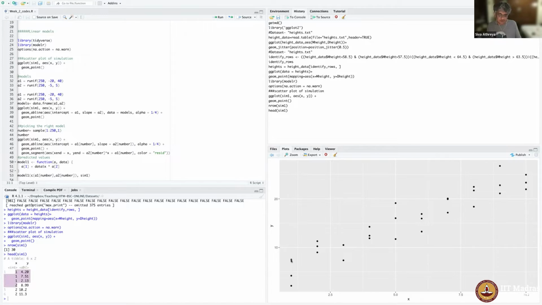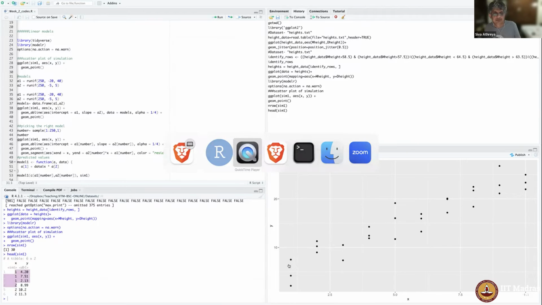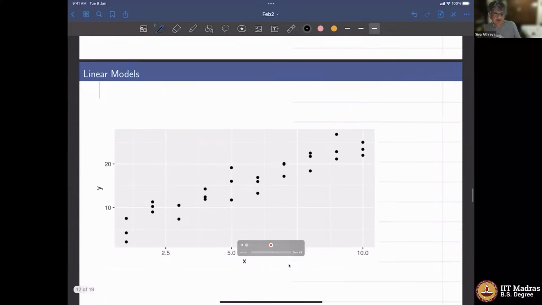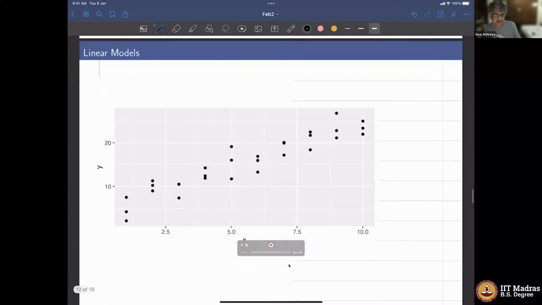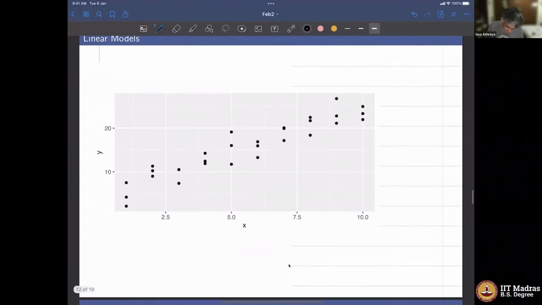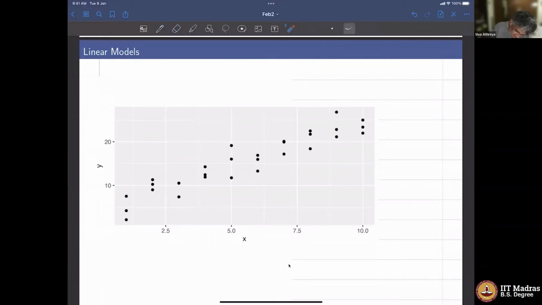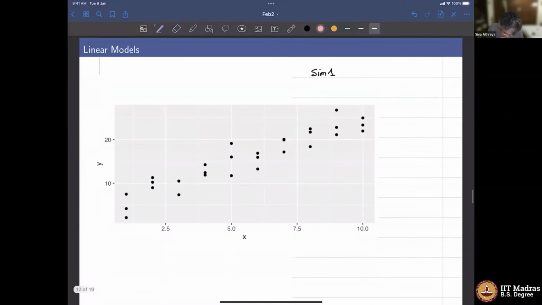Let me go back to my slides. We notice, if we just plot the data set called sim1, that for each value of X there are multiple values of Y. It's not a unique value. For example, at X equal to 1 there are three values of Y, and similarly so on and so forth.